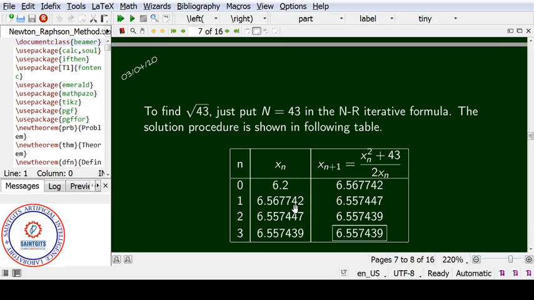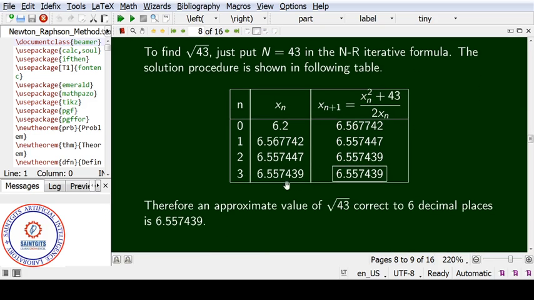Then we take this value as the next stage xn. Put this xn into xn plus 1. I got the next level of approximation. When we continue this process up to the third level, we got xn and xn plus 1 the same. That means these two approximations are corrected to 6 decimal places, 1, 2, 3, 4, 5 and 6. So an approximate value of root 43 corrected to 6 decimal places is 6.557439. Commonly we mark the final value of xn plus 1, which is finer compared to the previous stage. So in this case both these values are the same, so we box the solution. An approximate solution of root of 43 is 6.557439.